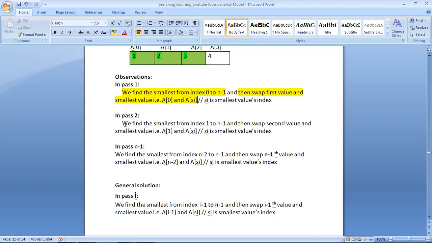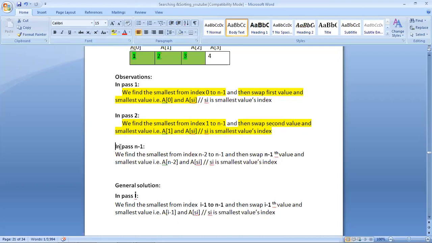So be careful how you are finding the smallest value from the whole array, from 0 to n minus 1. In pass 2, if you carefully observe, we find the smallest value from index 1 to n minus 1. Compared with pass 1, during pass 2 we ignore the first value of the array. We find the smallest value from index 1 to index n minus 1, then swap the second value and the smallest value of the array. The second value is at A of 1 and the smallest value is at A of Si, where Si is the smallest value's index.